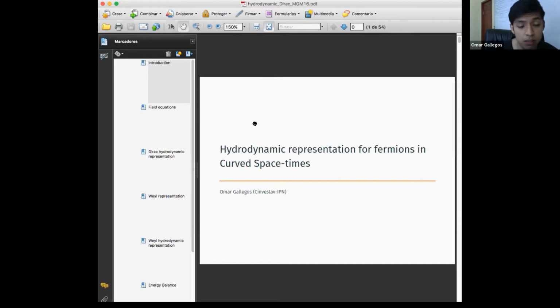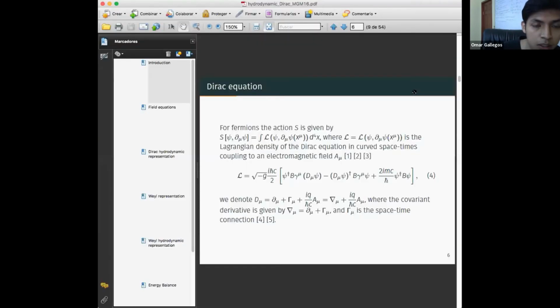Another important, or the most important thing is the action that describes the dynamics of the fermions. I don't see that your slides are moving. Can you see it now? I see the first slide only. Yeah, now the second, yeah.